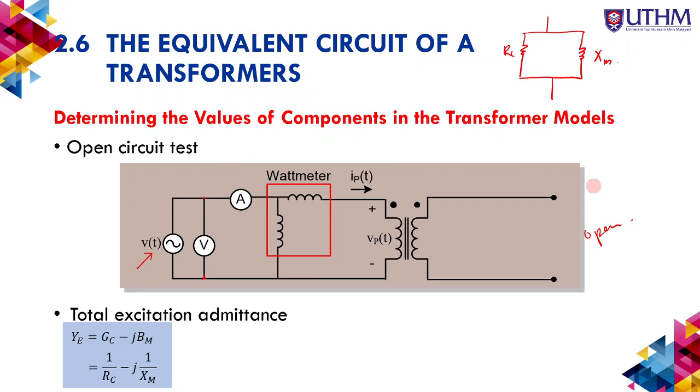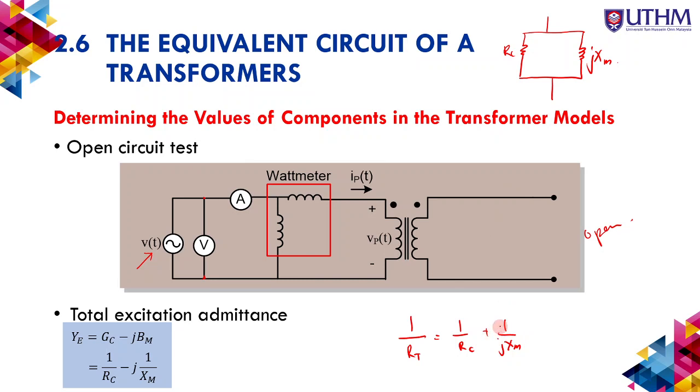Kalau in series kan kita just tambah. 1 over, okay, it's good. So we will get that, for example, R total. R total is equal to 1 over RC plus 1 over XM. Okay, so XM dia ada J sebenarnya ni, ada J. So kita letak J.